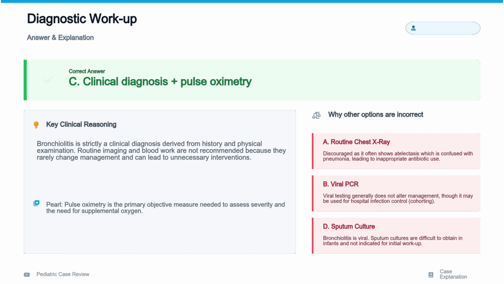Bronchiolitis is primarily a clinical diagnosis based on history and physical examination. Pulse oximetry helps assess oxygen saturation. Imaging and laboratory tests are not routinely indicated. Consider viral testing only for cohorting purposes during admission or in atypical cases requiring broader differential diagnosis.